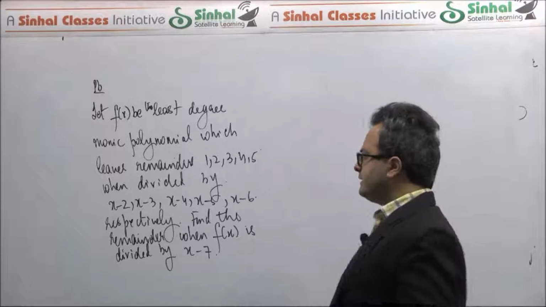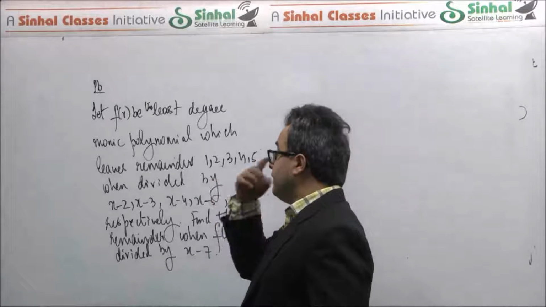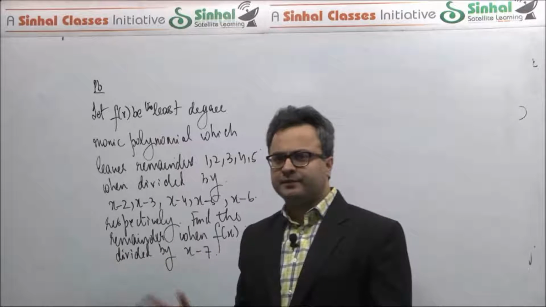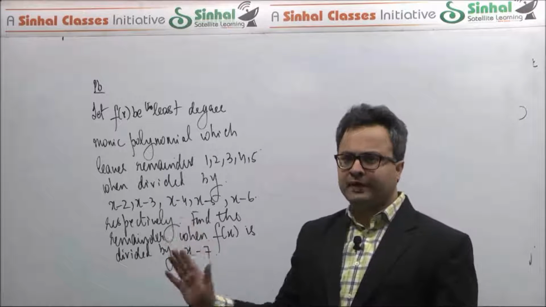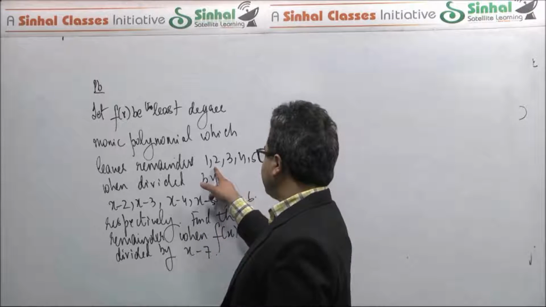Right, so this again is a little tricky. This problem is a little tricky, so we'll have to be careful in how we deal with it. By a monic polynomial, we simply mean a polynomial whose leading coefficient happens to be 1. So the highest degree term will have plus 1 as its coefficient. That's one thing. And this information has been given.